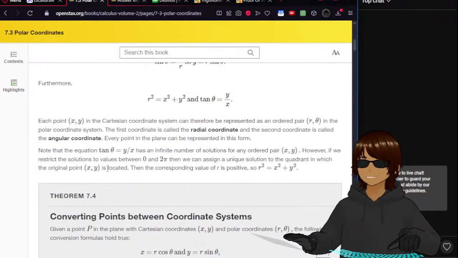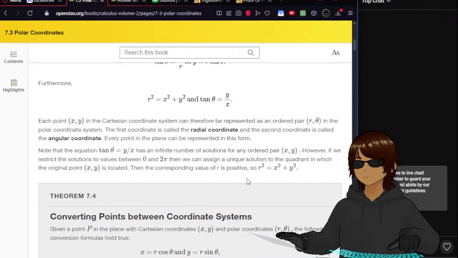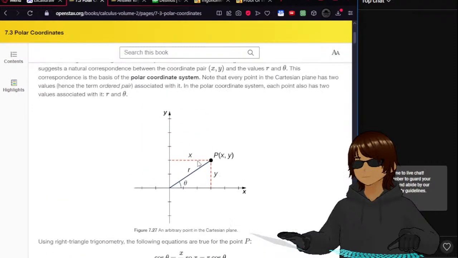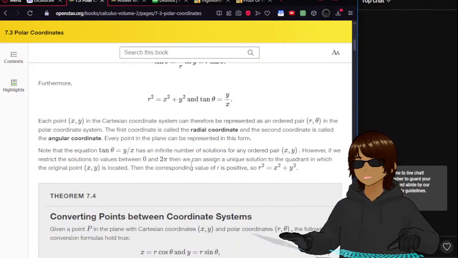Note that the equation tan theta is equal to y over x has infinite number of solutions for any ordered pair xy. Yeah, what do you mean infinite solutions? Oh, I see. However, if we restrict the solutions to values between 0 and 2 pi, we can assign a unique solution to the coordinate at which the original point xy is located. Then the corresponding value of r is positive.